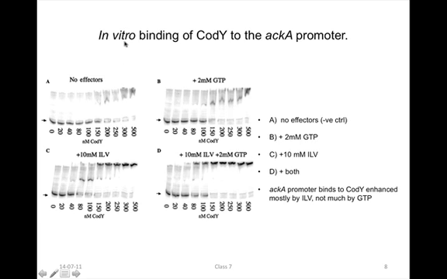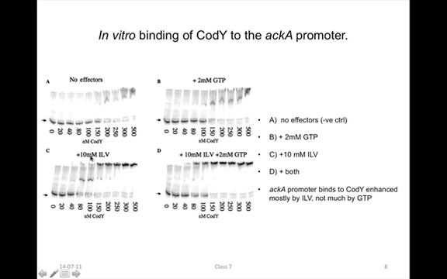Next, they're doing in vitro binding of CodY to the ack promoter. They're doing EMSAs. In the case where you're not adding an effector, you don't get any complex being formed. Well, maybe some sort of complex, but not much. Same thing with a little bit of GTP. There's a little bit of evidence of a complex, but it's kind of weak. Now if you take branched amino acids, you get a really nice complex being formed.